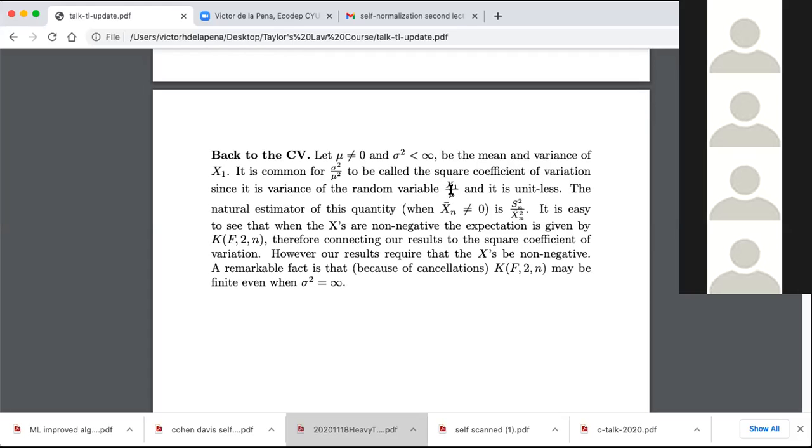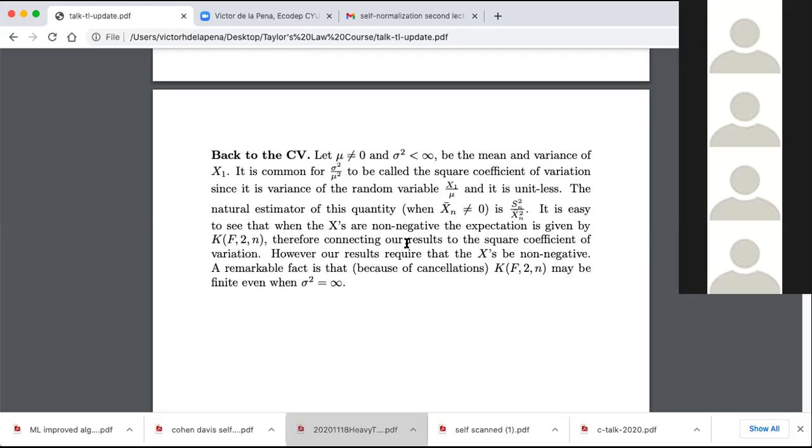And it is unitless, you see. You have the variance of this quantity, sigma square over nu square, and it doesn't have any units, because if x1 was in pounds, nu would be in pounds as well. So it's a natural measure of spread which is unitless. Now, the natural empirical estimator of sigma square over nu square is the sample variance over the sample mean square.